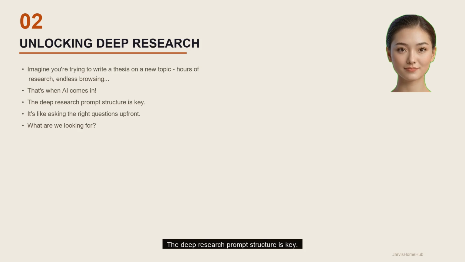The deep research prompt structure is key. It's like asking the right questions upfront. What are we looking for? What do we already know? This helps AI give us more precise and relevant answers.